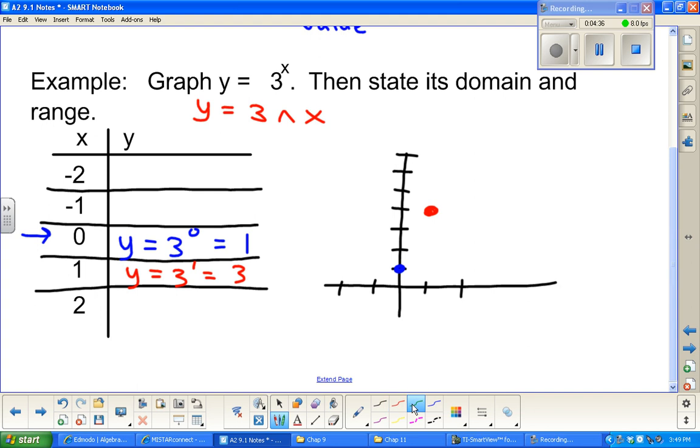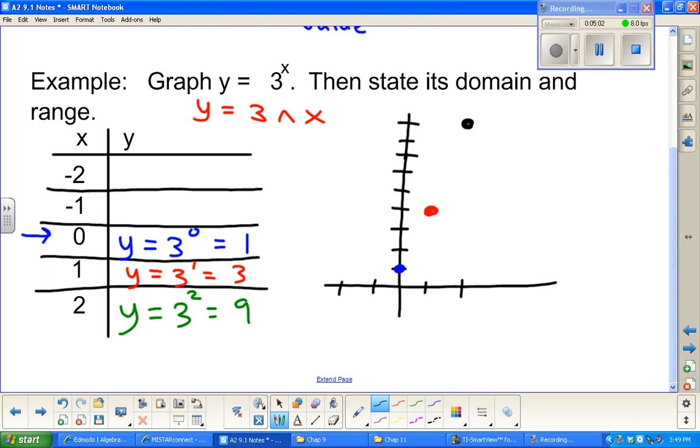Continuing, if the exponent is 2, 3 to the second power is 9. So 1, 2, 3, 4. Looks like I need a little bit more room here. So 1, 2, 3, 4, 5, 6, 7. Let's just extend it a little bit. And (2, 9) would be up here. So it kind of looks like it's growing. Maybe it looks linear or not.